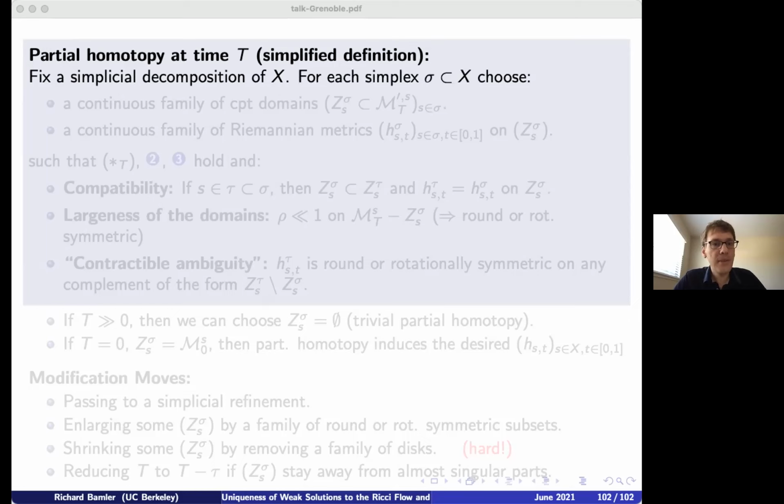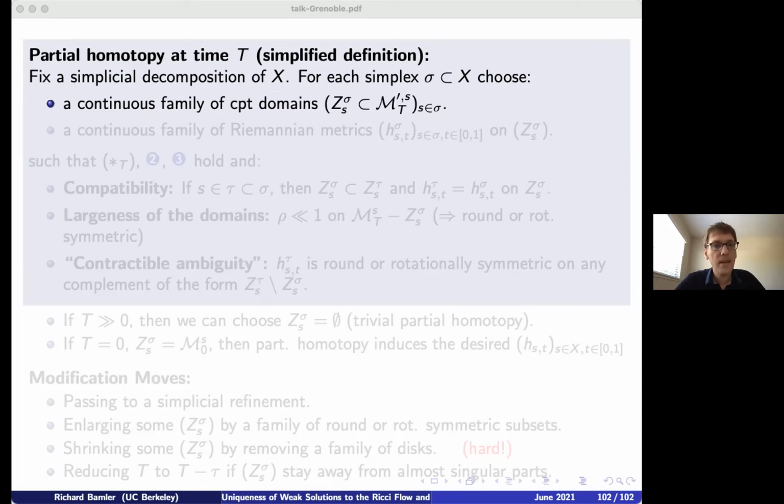Now for each simplex sigma, we're going to choose again these domains C sigma S. These should be compact smooth domains. Recall that in the simplified proof, we chose these domains C sigma S, which were basically the manifold minus a few disks or minus a few balls.